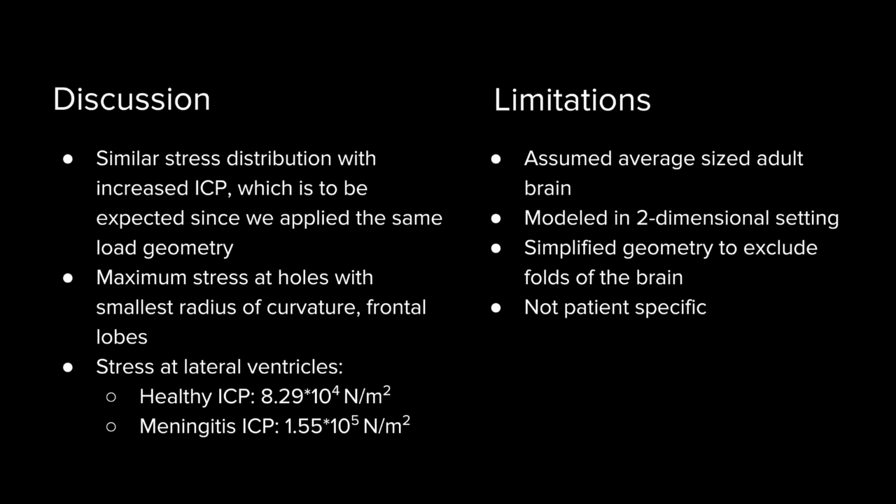Discussing these results, we observe that the stress distribution is similar between the two cases, while the magnitude of that stress is drastically increased for the meningitis case. We observed particularly high stress points at the frontal lobes and maximum stress at the lateral ventricles. For comparison, the stresses in the normal case were on the order of 10 kilopascals, while those in the meningitis case were on the order of 100 kilopascals.